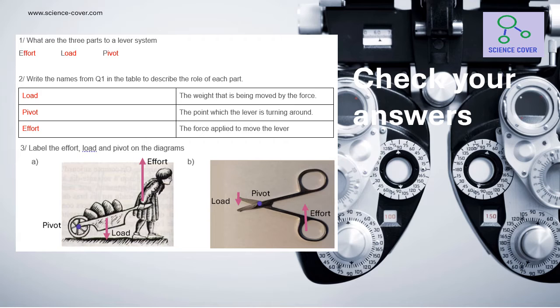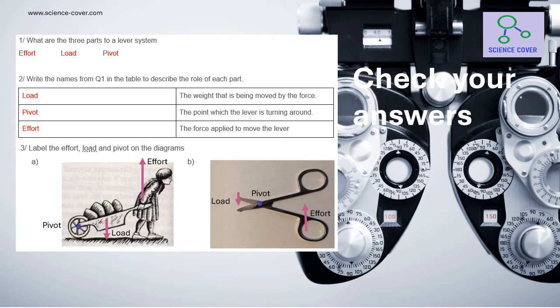Write the names from question 1 in the table to describe the role for each part. So the weight that is being moved by a force, that is the load. The point which the lever is turning around is the pivot, and the force applied to move the lever is known as the effort.